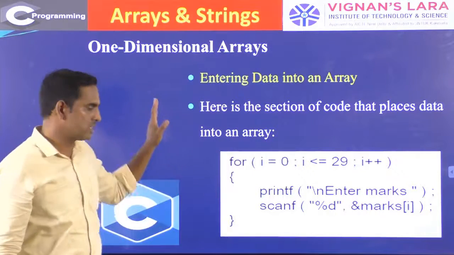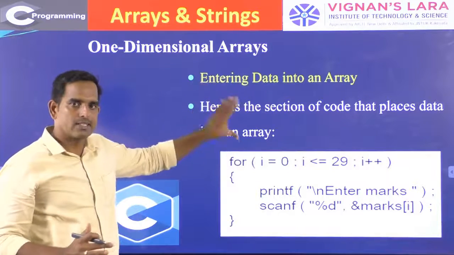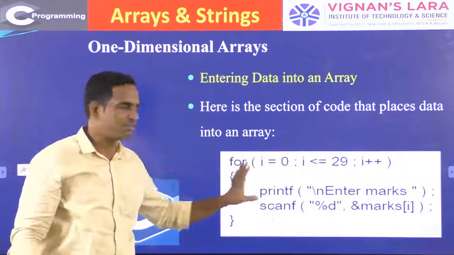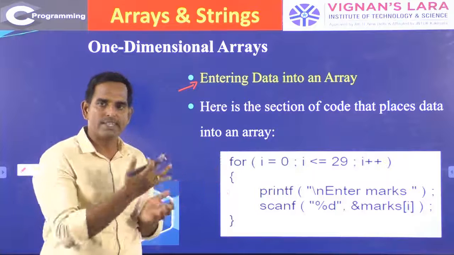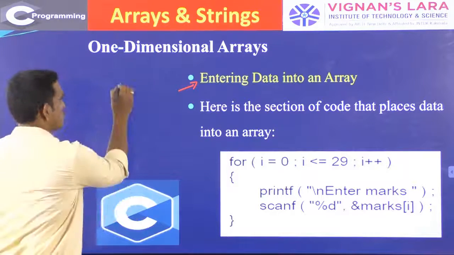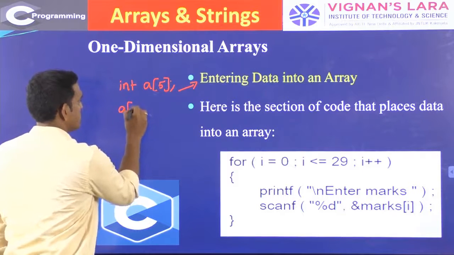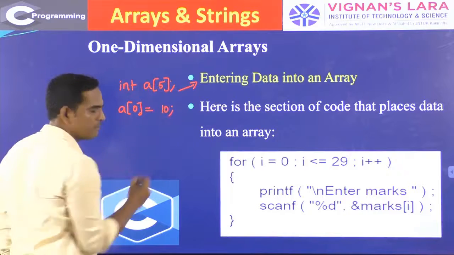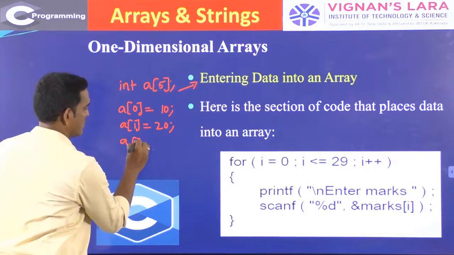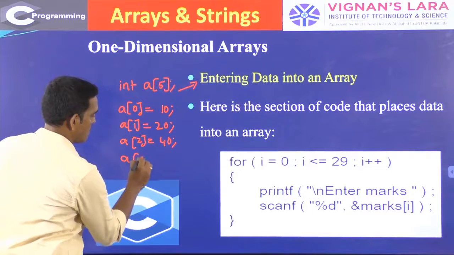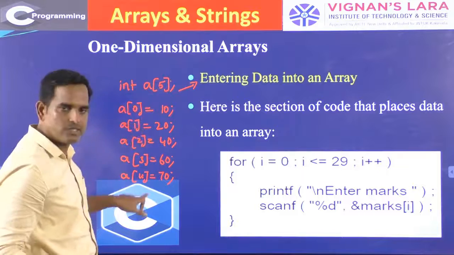So once you can access the elements individually, that is, I can access marks of 0, marks of 1, marks of 2, all those elements individually, you can access them individually or you can access them as a group by using your for loop. So how to enter the data into the array? You can enter the data into the array by using your for loop, or by using individual assignment statements. So if you are declaring an array with 5 different elements, you can enter the values into the individual elements separately, like a of 0 is equal to 10. You can access the individual elements separately like this.